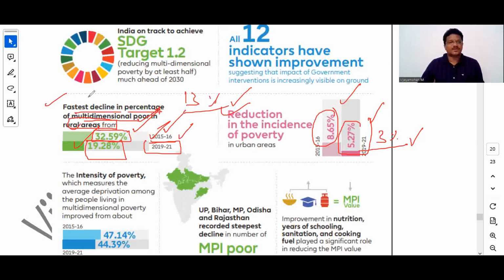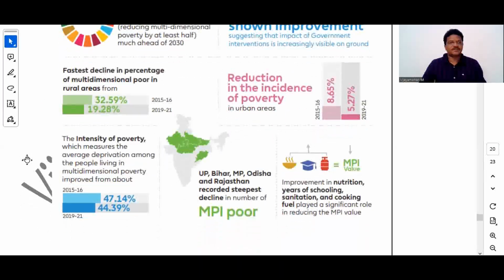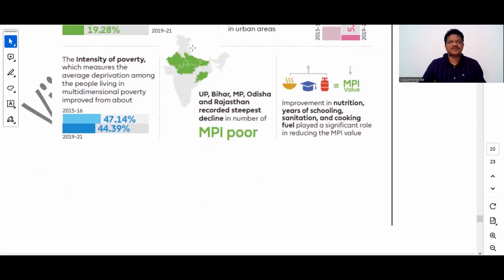So the fastest decline in multidimensional poverty ratio is visible in rural areas when compared to the urban areas. This is also an important observation that you need to have an idea about. And one more thing, the intensity of poverty. So what is intensity, poverty intensity as far as the multidimensional poverty is concerned? So intensity of poverty means the intensity of poverty.